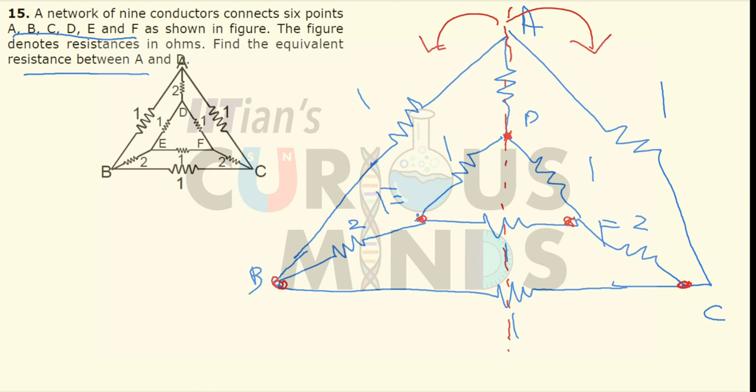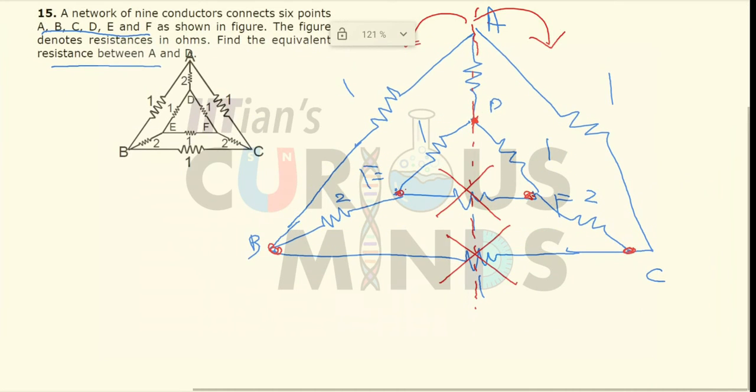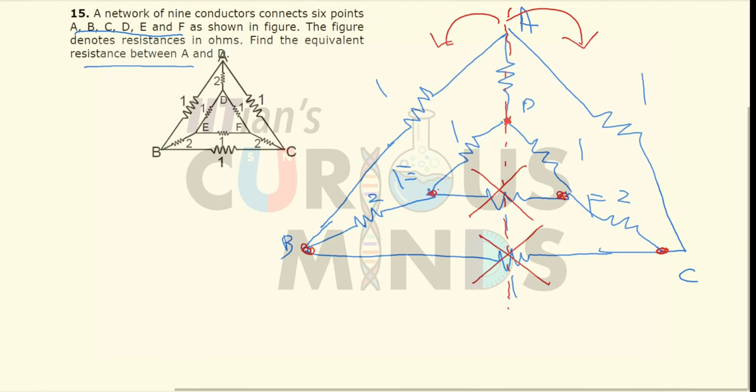Now let us concentrate first on E and F. If E and F are at equal potential, I will eliminate this given resistance. This resistance won't be in the picture. And if B and C are at equal potential, I can eliminate this resistance. So if I redraw the diagram, there will be point A. Let me draw a point D over here, and let me plot B. B and C are at equal potential, so it will be B comma C, and E and F are at equal potential, so it is E comma F.